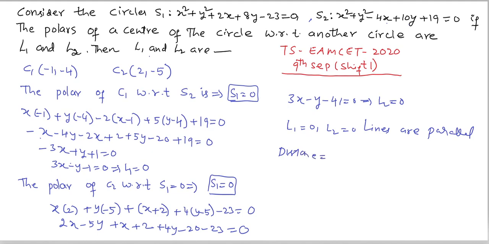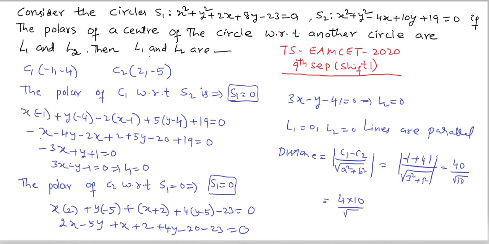Distance between parallel lines is modulus of c1 minus c2 by root of a square plus b square. That is, c1 is minus 1, minus of plus 41, by under root of a square plus b square plus 1 square, equal to 40 by root 10, that is equal to 4 into 10 by root 10. Here root 10 cancels, that is equal to 4 root 10. Distance between the two parallel lines is 4 root 10.